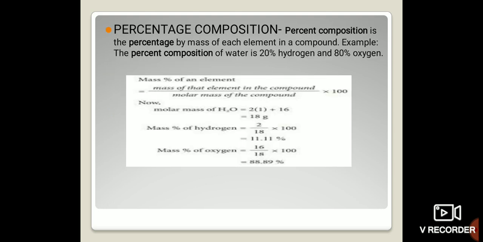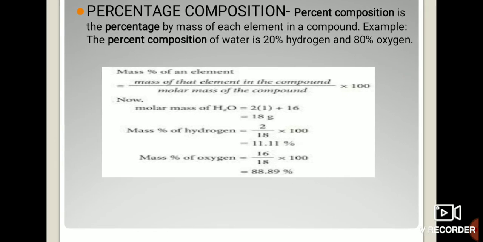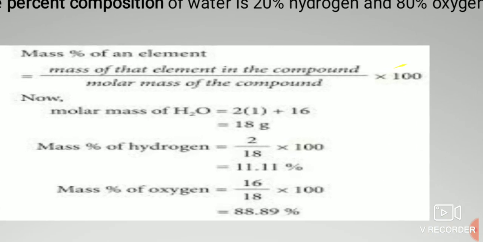Now let us move to our next topic, percentage composition. What is percentage composition? Percentage composition, or percent composition, is the percentage by mass of each element in a compound. For example, the percentage composition of water: in water, the percentage composition of hydrogen is 20% and oxygen is 80%. How have we found this? Let us go with the formula.